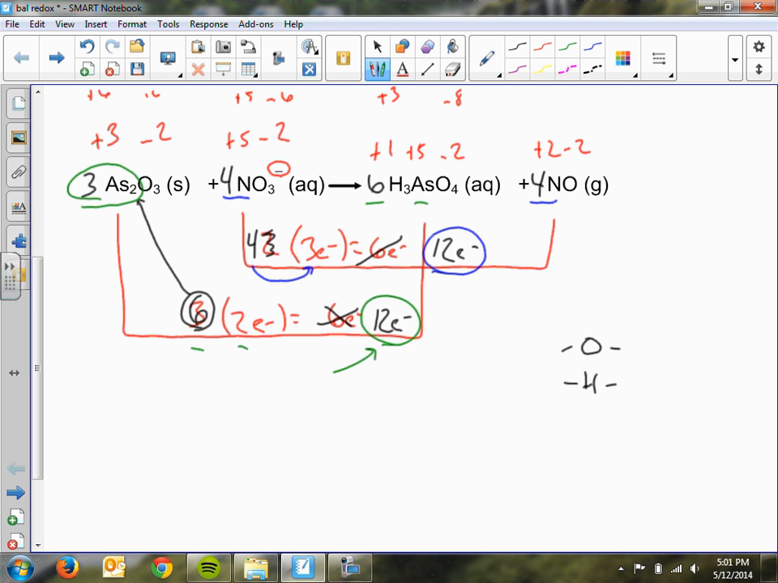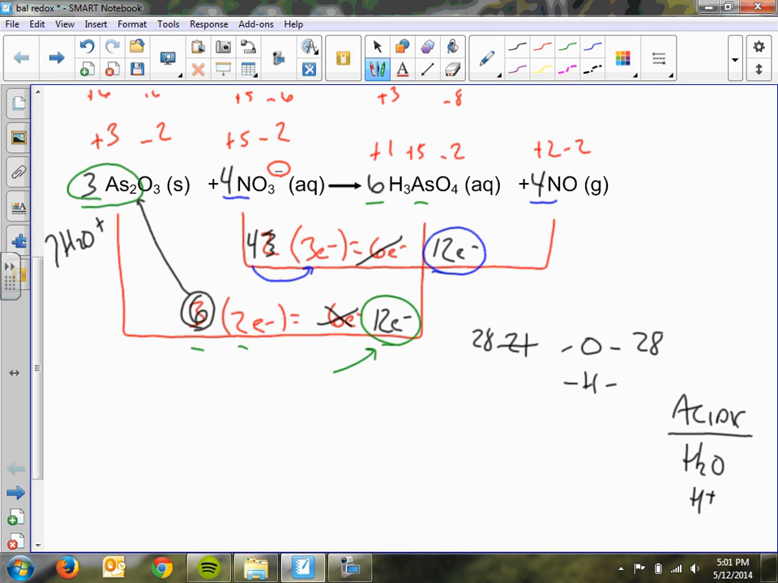If I compare my oxygens, I've got 9 plus 12 is 21 on the left. On the right, I've got 24 plus 4 is 28. This is an acidic solution, which allows me, if something is acidic, then we can either add water or H plus ions wherever we need. So to get 7 more oxygens, I really need to add 7 H2Os on the left side. So that brings my oxygen count up to 28.